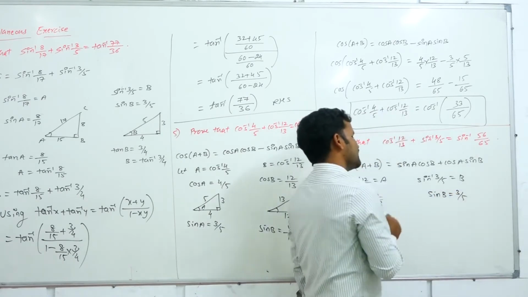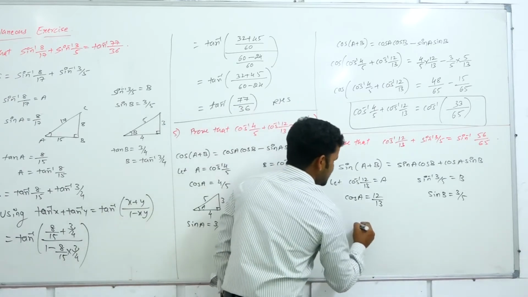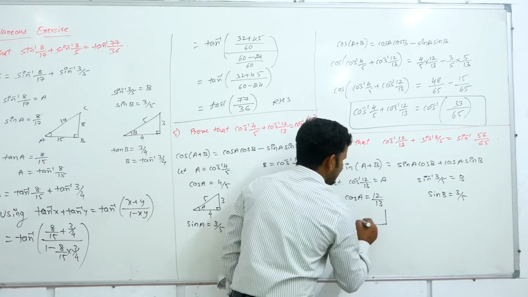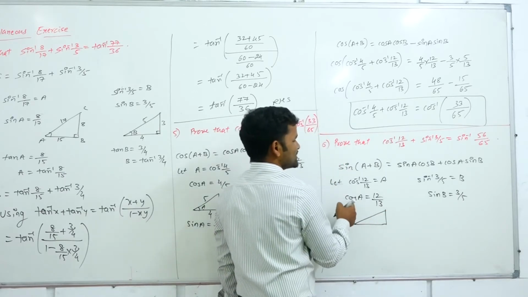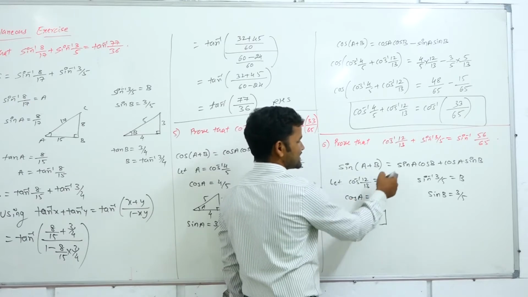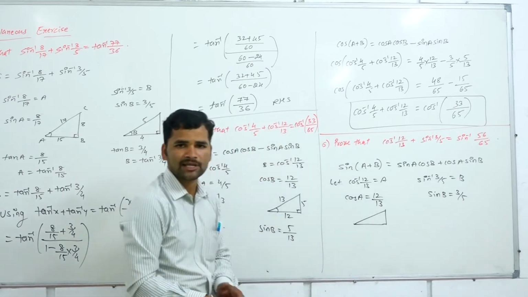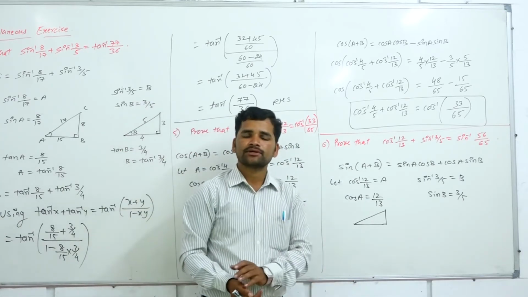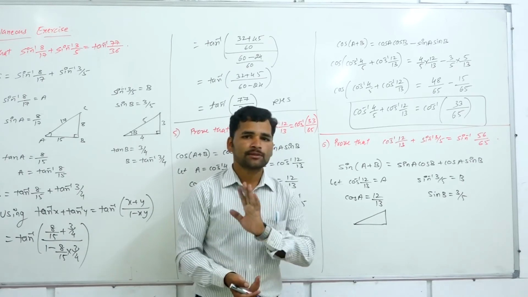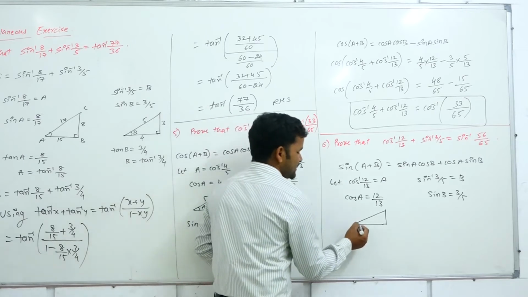According to the inverse definition, I can write like this. Cos A is equal to 12 by 13. To get the sine A value, because cos A is directly known to us, sine A we need to find. For that, put it in a right angle triangle. Otherwise, you can use the formula also. What is that formula? Sine A is equal to square root of 1 minus cos square. That formula also you can use. That is also right.